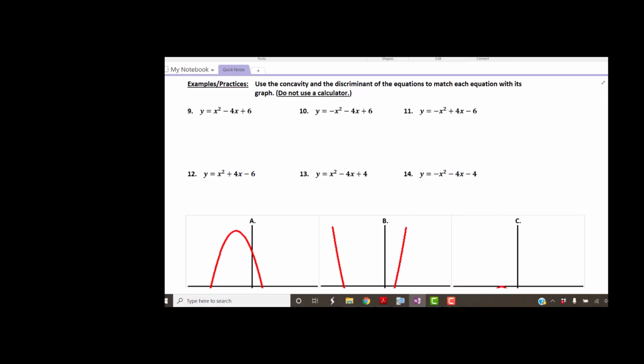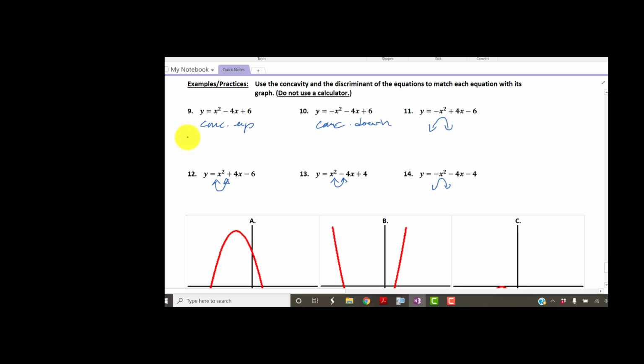Okay, here's what I'm going to do. I'm going to look at the concavity, of course. So I know this is concave up. I know this is concave down. I know this is concave down. I know this is concave up. This is concave up, and this is concave down. Okay, all right. And then what else am I going to look at?